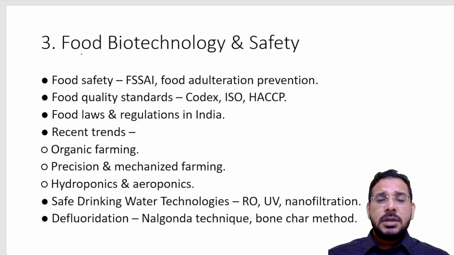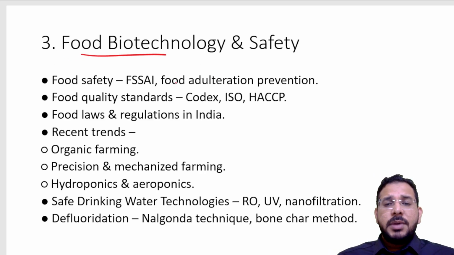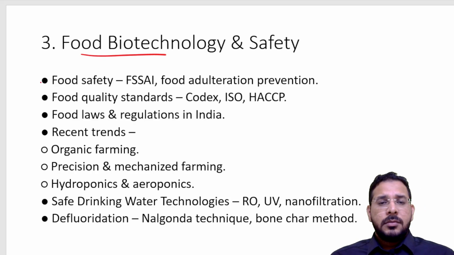Then the third chapter is food biotechnology, which is majorly important for group 1 only, with exceptions of a few topics like organic farming, precision mixed mechanized farming, etc., hydroponics. This you will also study in geography.